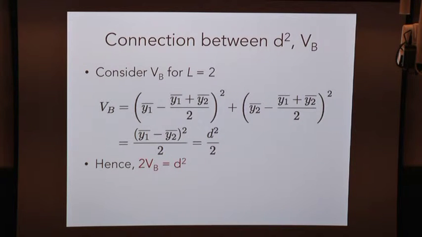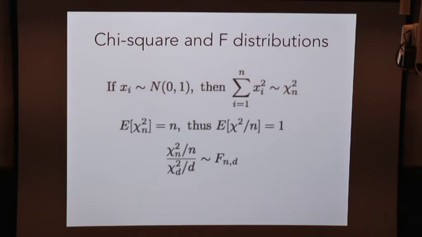So you get the nice connection that the between group variance is d squared over 2. And if I give you d squared, the between group variance is simply d squared divided by 2. So those are often used interchangeably. They go back and forth in using this. Okay. So measures of divergence, either an absolute difference or a variance.